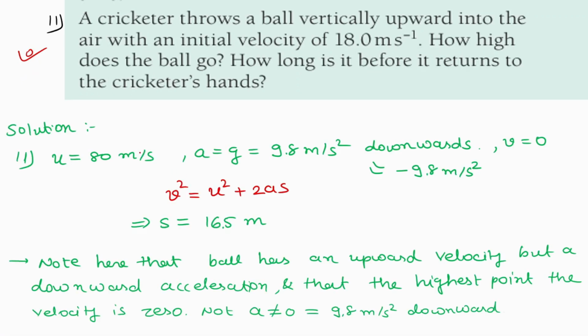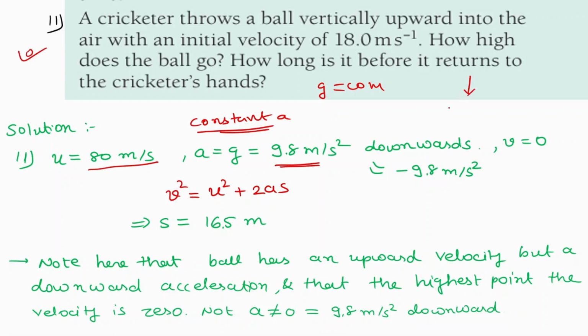Now the solution. Initial speed is 18 meter per second. You know g is a constant, and its value is 9.8 meter per second square. In this case, the whole motion is in constant acceleration. During the whole motion, a is a constant, so you can easily apply equations of motion here. So a is equal to g, 9.8 meter per second square.